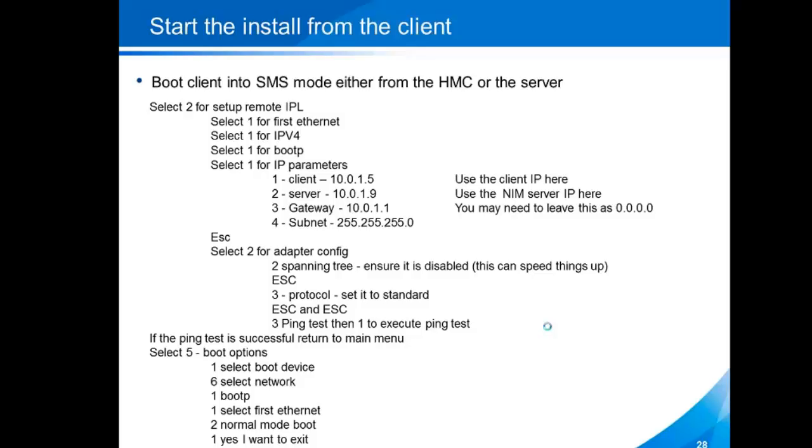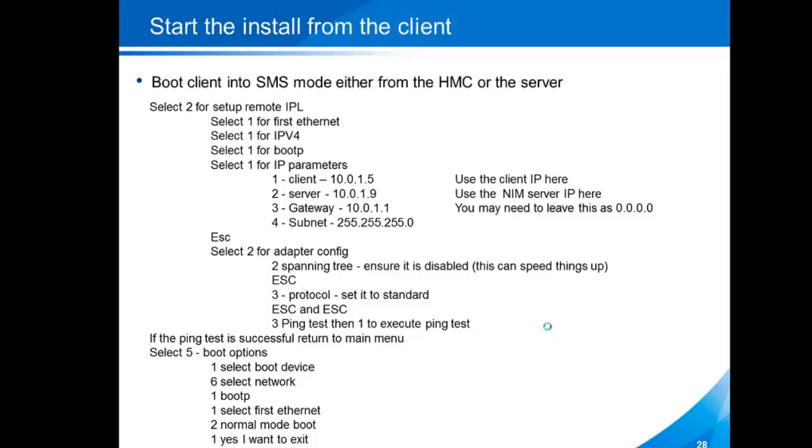Then you're going to hit escape and select 2 for adapter config. I always turn the spanning tree off. There's a number of reasons for doing it, but one of the main reasons is you will actually make your NIM implementation much, much faster, and it is significant. Then you're going to select your protocol, which tends to default to standard, and at the end I'm going to do a ping test. The ping test, if it fails, you definitely have a problem.